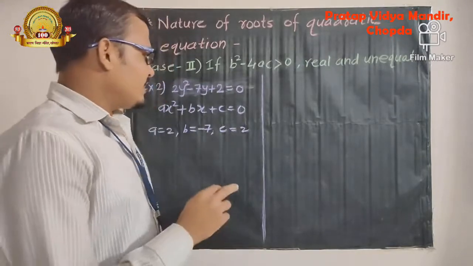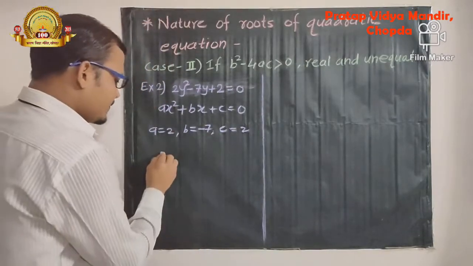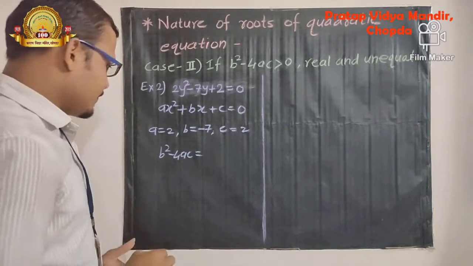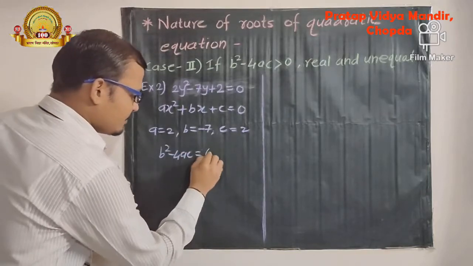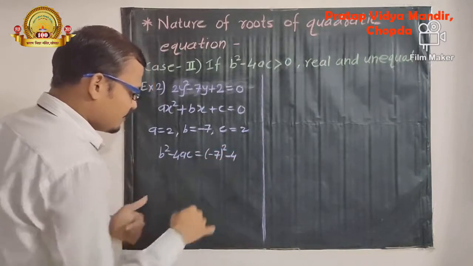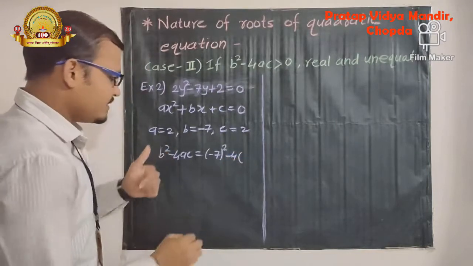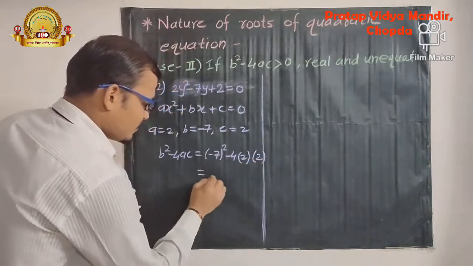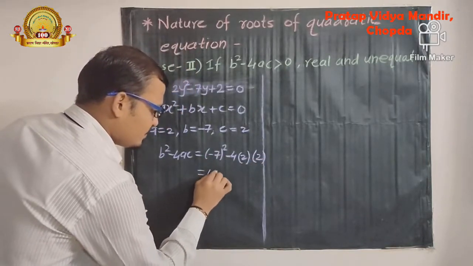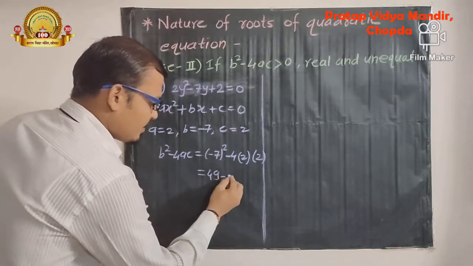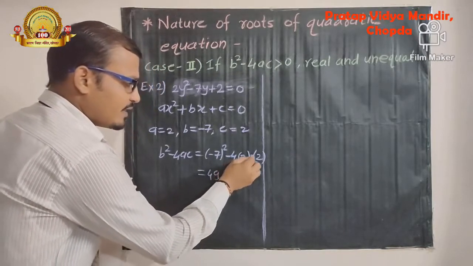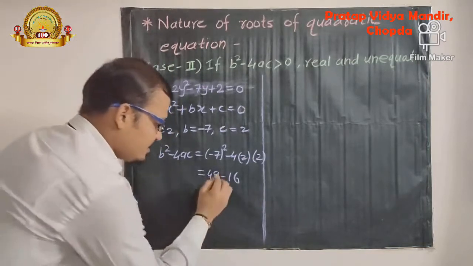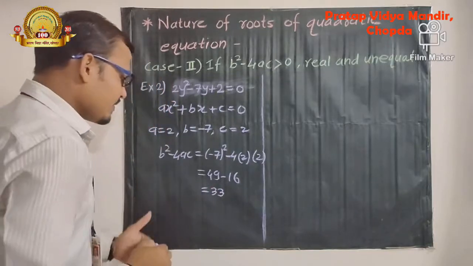Then our next step is to find the value of b² - 4ac. So let us find the value of b² - 4ac. Put the value of b, (-7)² - 4, value of a is 2 and again value of c is 2. So let us solve. (-7)² is 49. Here -4 into 2 is 8, 8 into 2 is 16. And 49 minus 16 is 33.